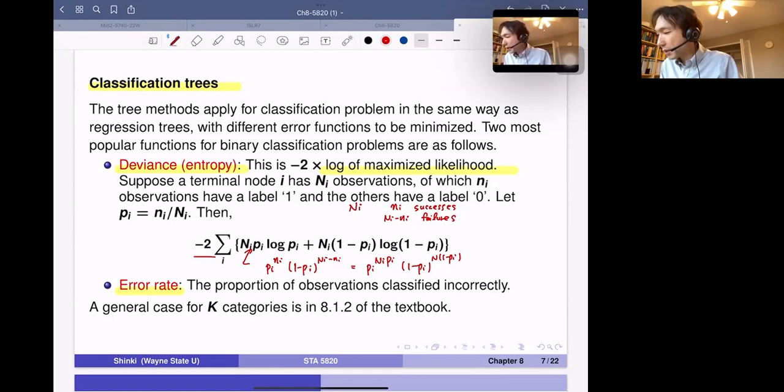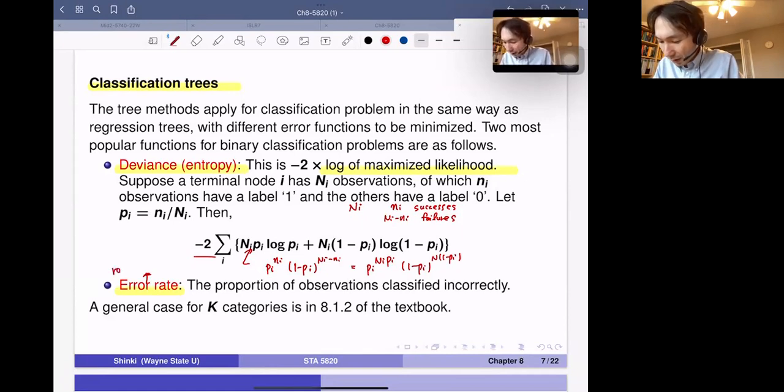Deviance has basically more information because it's the likelihood function. So it's optimal in some statistical sense. On the other hand, it is not robust against outliers. So if we have outliers, then error rate is more stable. But the error rate is just 0 or 1 for each observation, correct or incorrect. So it has less information.